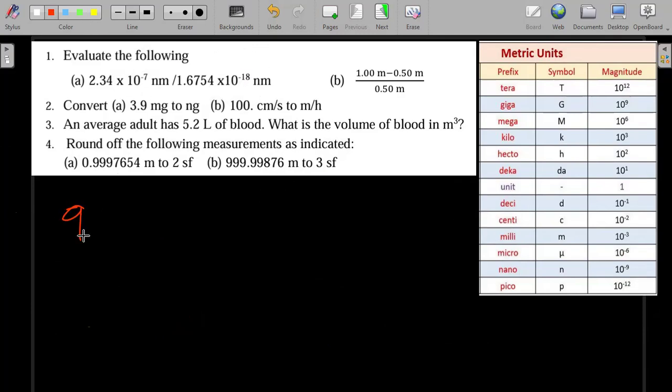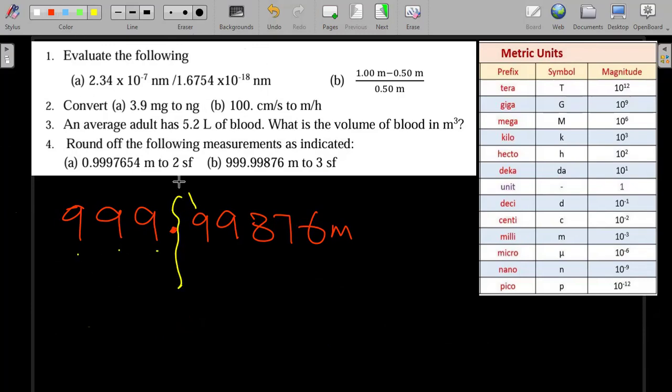So B, we have 999.99876 meters. So they want us to put it to three significant figures. Okay, so this is 1, 2, 3. So I'll round it off from here. If I round off this 9, this is going to become 10. So I'll just write 0 here, and then I take the 1 to this point. So this also becomes 10. So I'll just write 0 here, and then I take this one to this point, which also becomes 10. So the last one can become 10.